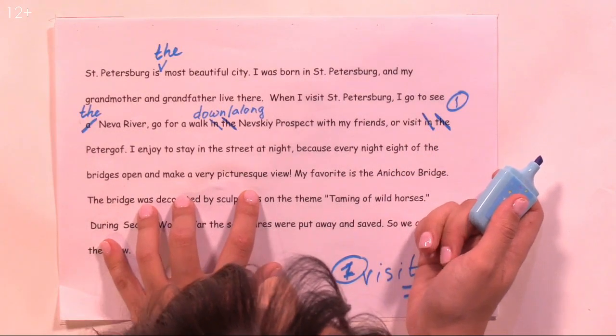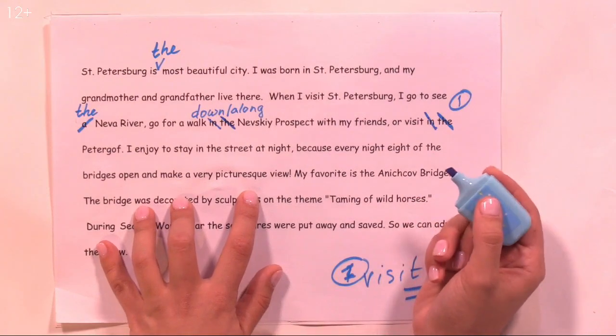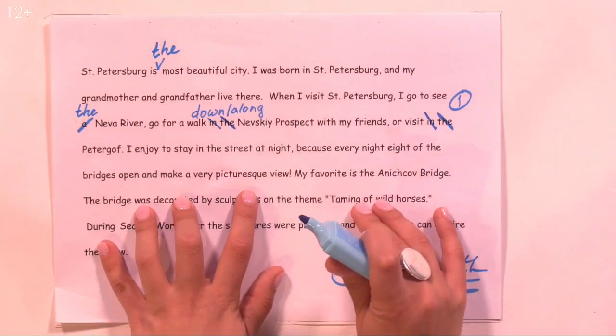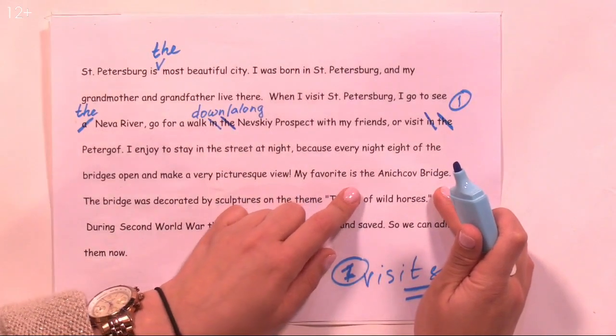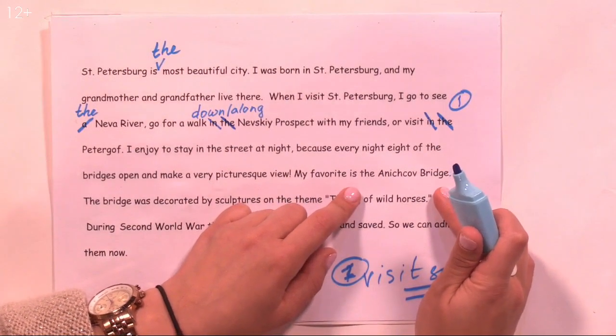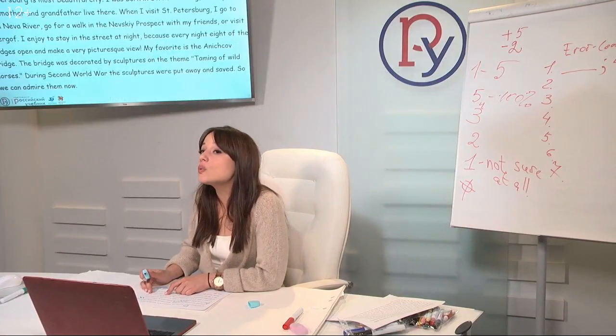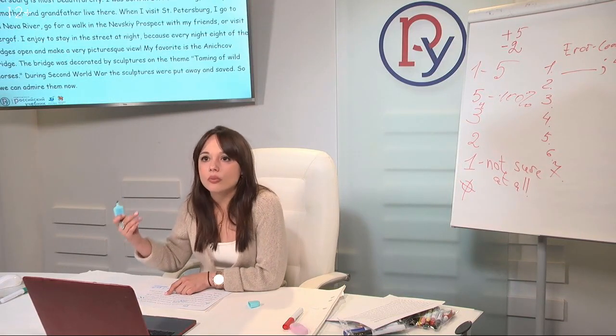My favorite is the Anichkov Bridge. Now, I also checked it this morning. With bridges, it actually depends. Some bridges are used with no article, for example, Tower Bridge or Westminster Bridge. Some bridges are used with articles, for example, the Golden Gate Bridge.